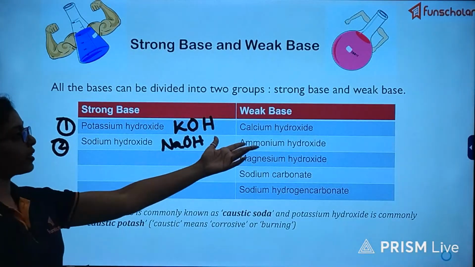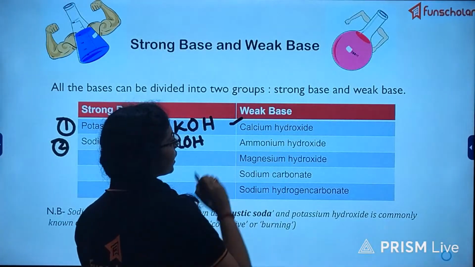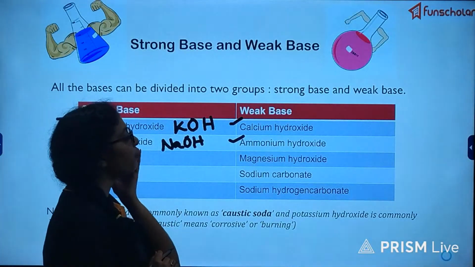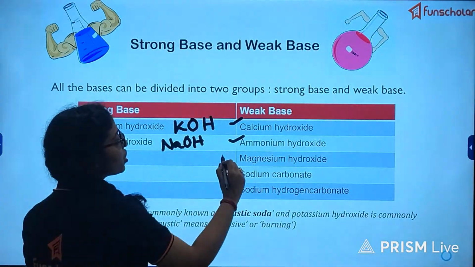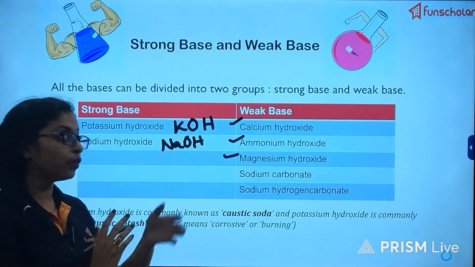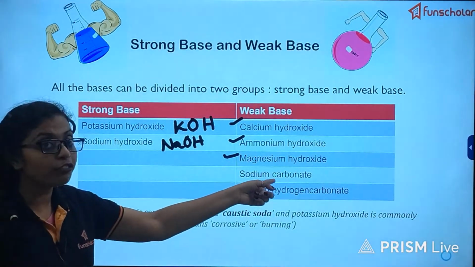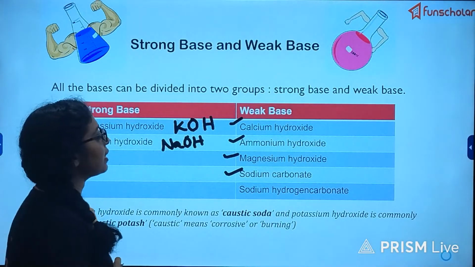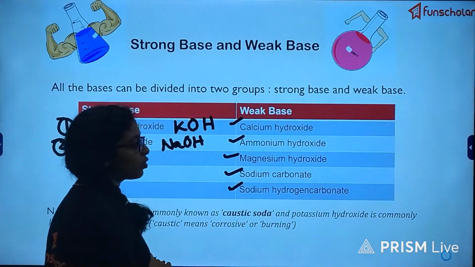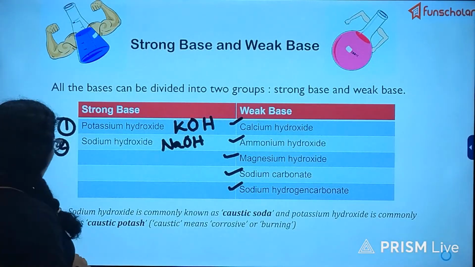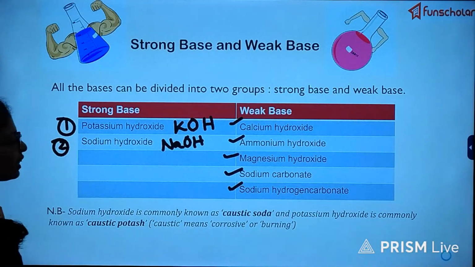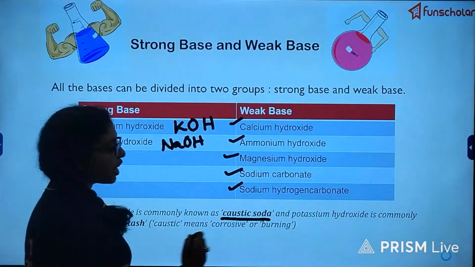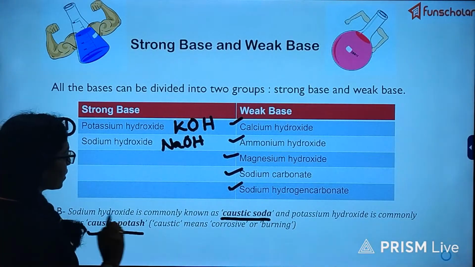So in weak bases we have calcium hydroxide, which is lime water, and ammonium hydroxide, which is used in cleaning windows. Window cleaner is made up of ammonium hydroxide. Then there is magnesium hydroxide, which we find in milk of magnesia, and sodium carbonate, which is washing soda, I guess. Then there is sodium hydrogen carbonate, which is baking soda, to make our food more crispy. Sodium hydroxide is commonly known as caustic soda, and potassium hydroxide is commonly known as caustic potash.